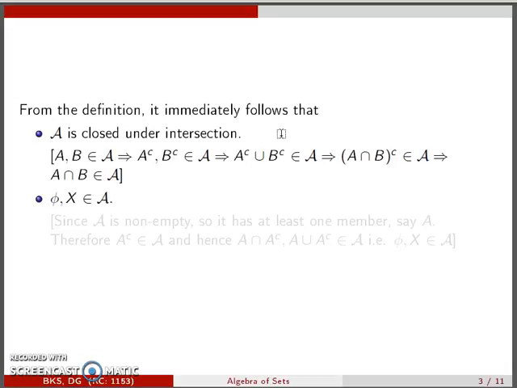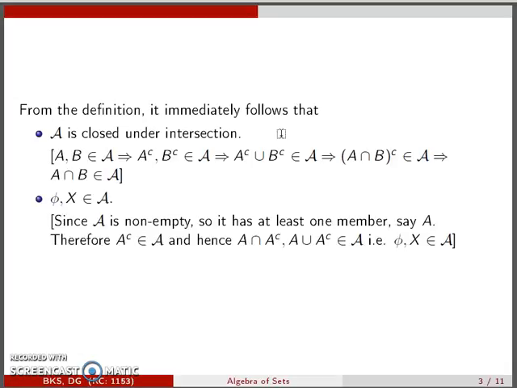Also, the empty set and the full set X are in algebra script A. Again, very trivial, but try to prove it on your own. By definition script A is non-empty, so it has at least one member, say A, and the moment you have a member, its complement is again going to be in the algebra, and their intersection and union are again in script A. That means the empty set and X are in script A.